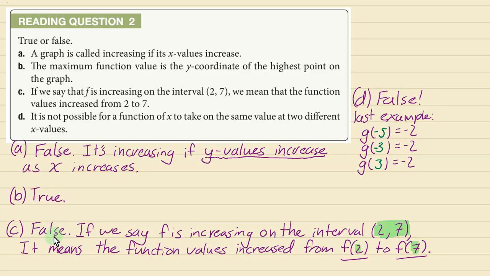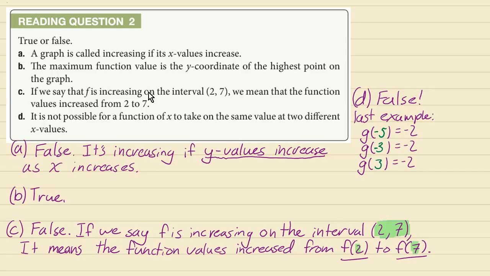C is false because if we say that f is increasing on this interval, that means 2 and 7 are values of x, or like t, they're input values, and the function values actually would be increasing from f of 2 to f of 7. This one was a tricky one. If you got it wrong, you shouldn't feel bad because it's weirdly worded and it's definitely new language.